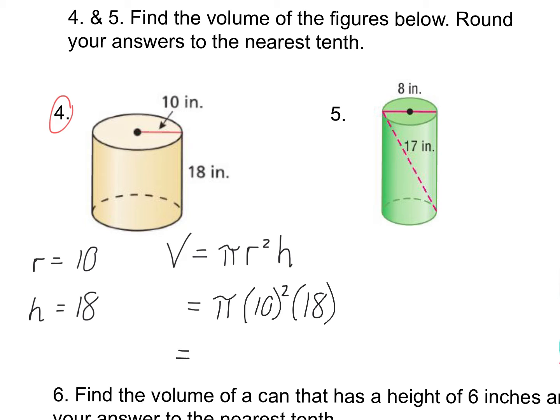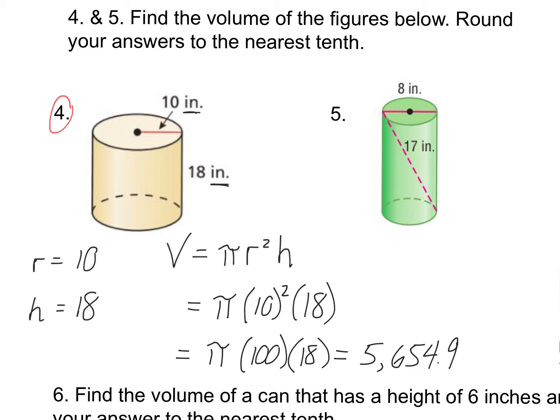So we can square our terms first, if that helps. Looks like I'm going to end up with 100, which is going to be easy to multiply with 18, and then I need to multiply that by pi, which gives me a final answer of 5,654.9 when I round to the nearest tenth. And the units we were using were inches. And I'm going to cube that because it's volume.